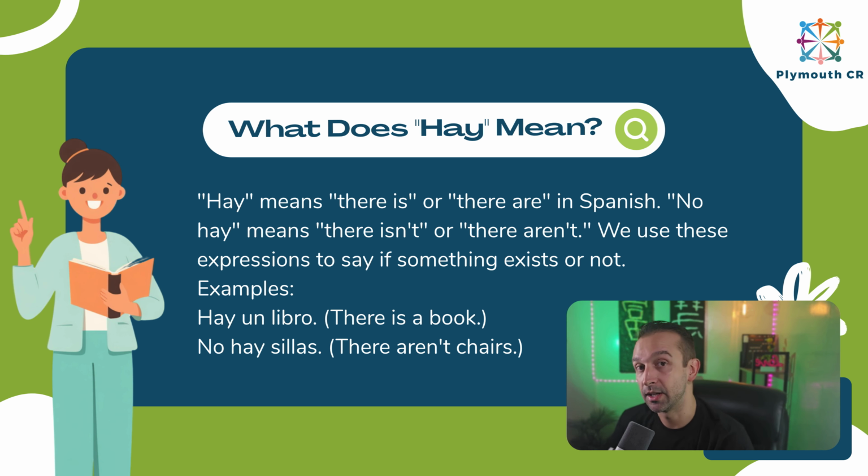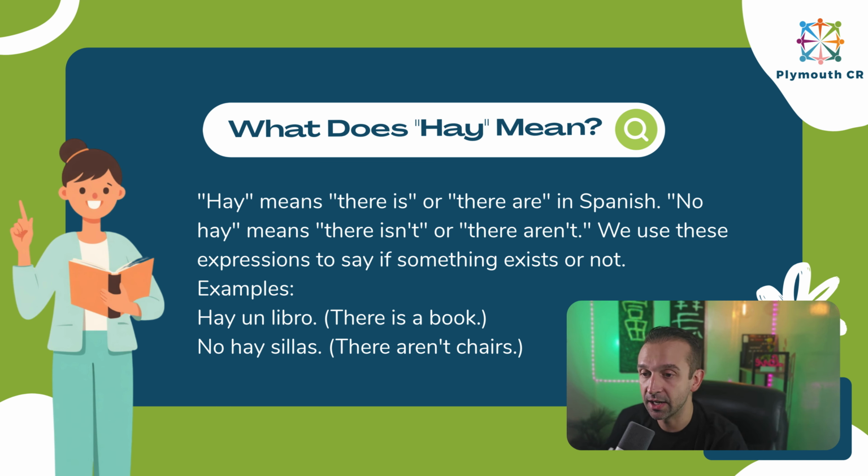Okay, so first let's talk about what "hay" means. Hay means "there is" or "there are" in Spanish. Now, "no hay" is the negative of that structure: "there isn't" or "there aren't." And we use these expressions to say that something exists or it doesn't exist. For example, we have "hay un libro," there is a book.